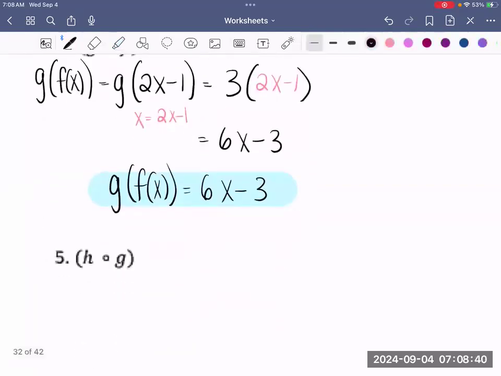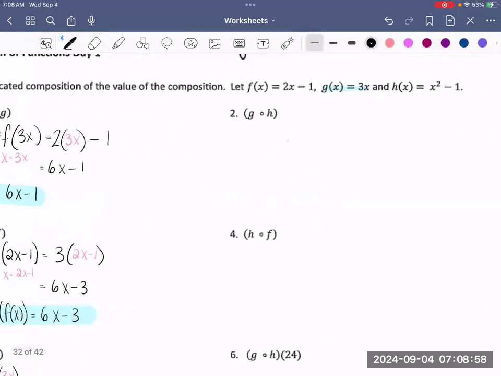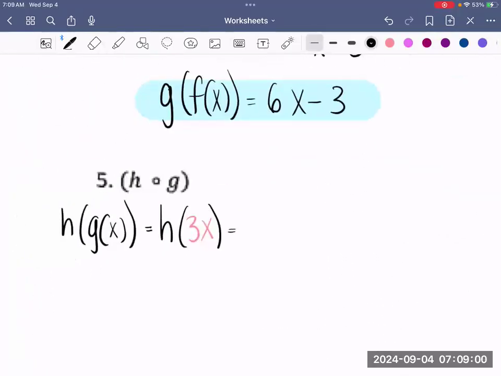So now we have h of g of x. Again, this can be written as h on the outside, g of x on the inside. So we're going to take g of x, which is 3x, and fit it inside h. h is x squared minus 1. So anytime you have an x, we're going to leave a gap, squared minus 1. This is where your x used to be, and we're putting in for x a 3x.